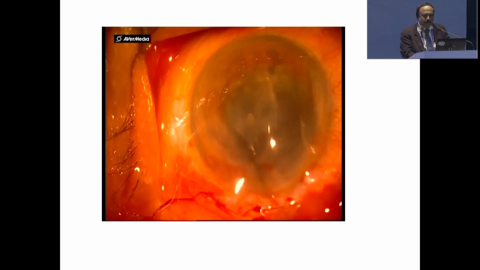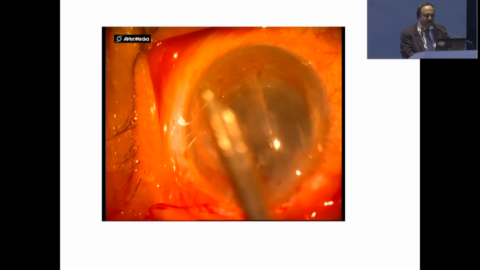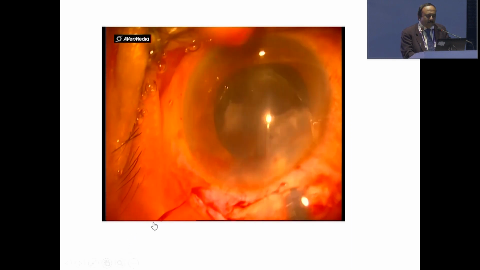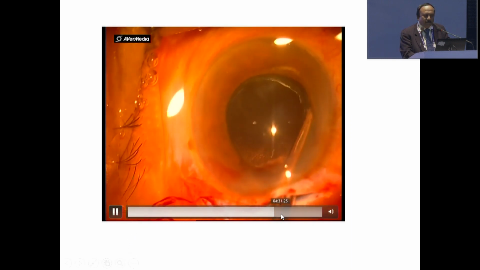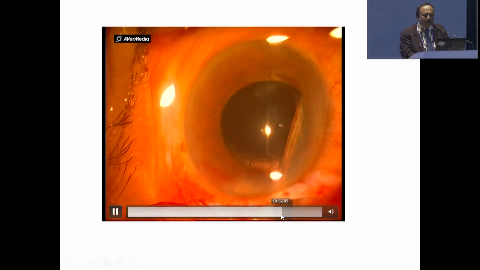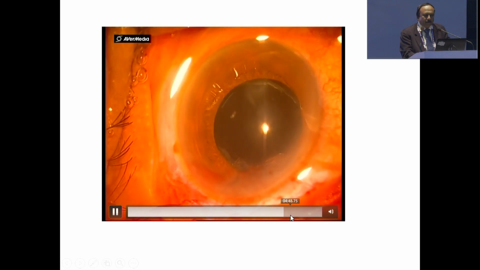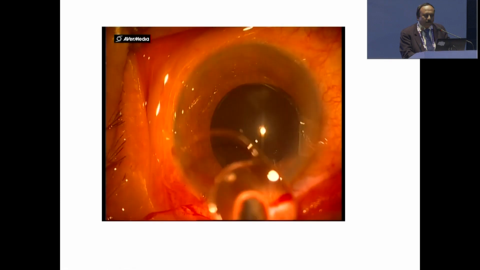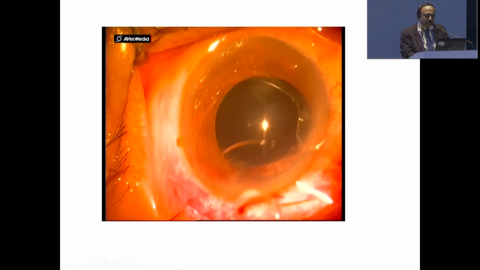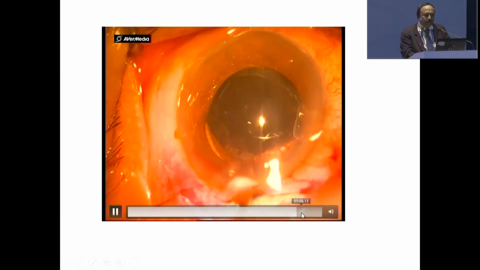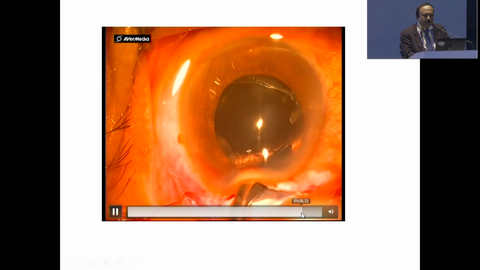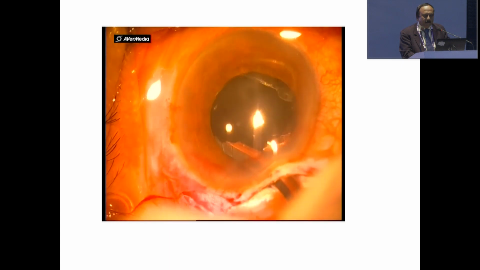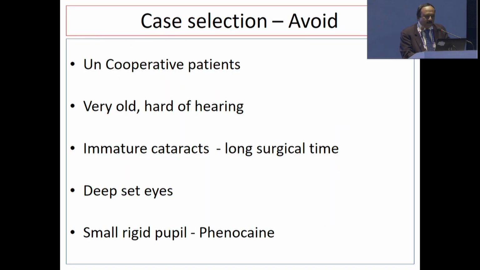Phaco sandwich technique I used to do SICS. Then the IOL can also be put without dialing inside, and you can safely complete the surgery.